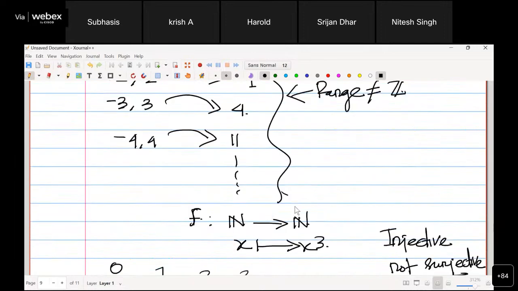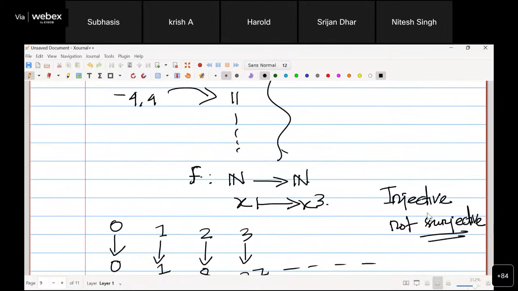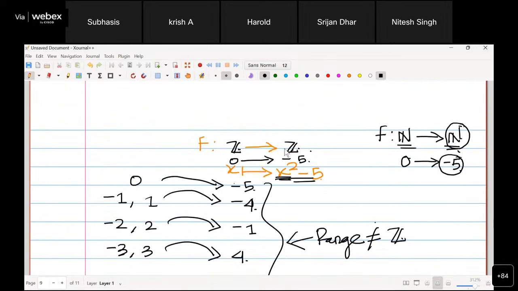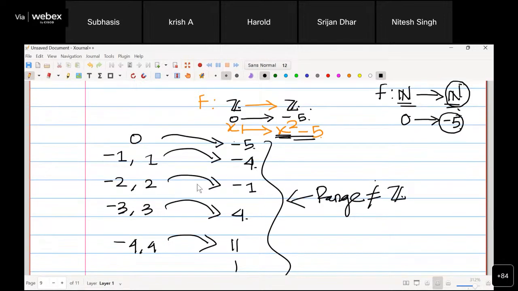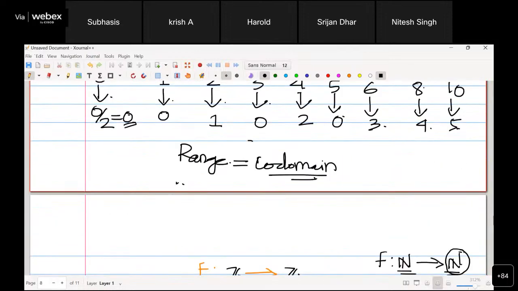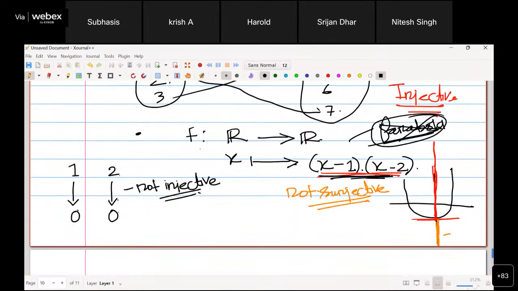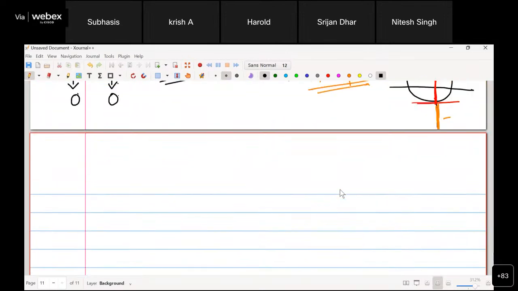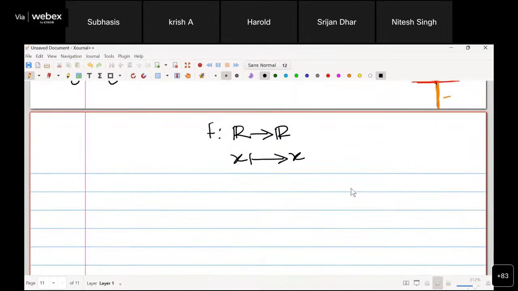For example, this is not a bijective function because it is injective but not surjective. Again, if I consider Z to Z, this is not bijective because it is not surjective. But if you take the identity function from R to R, x goes to x, it is injective as well as surjective. So this is a bijective function. This is an example of a bijective function.